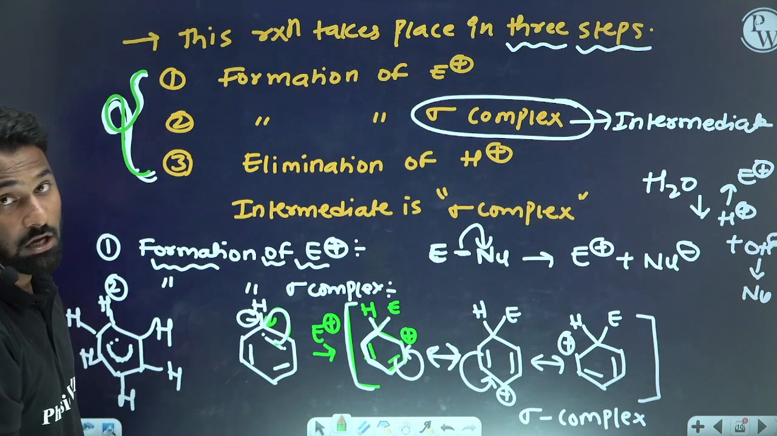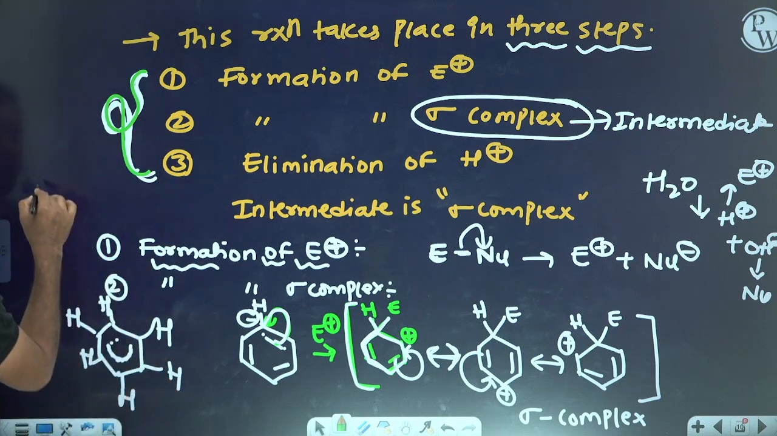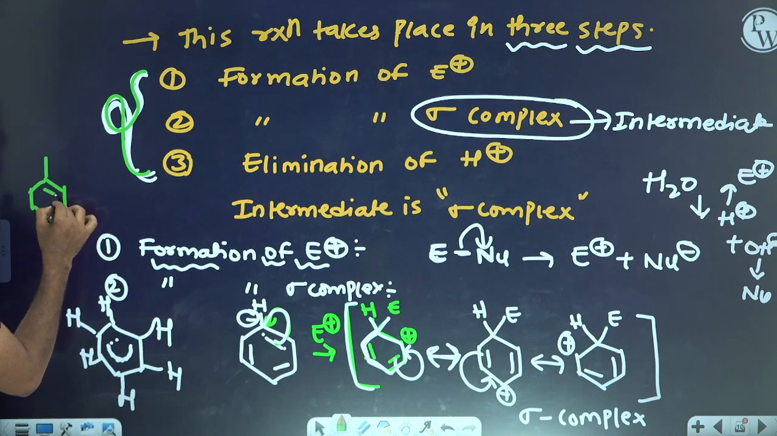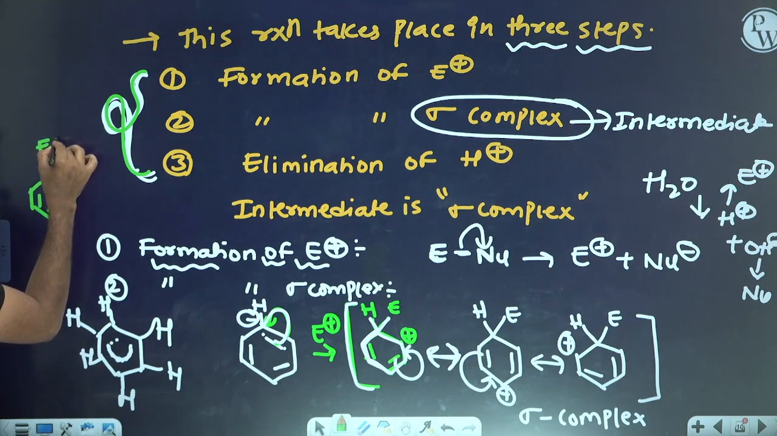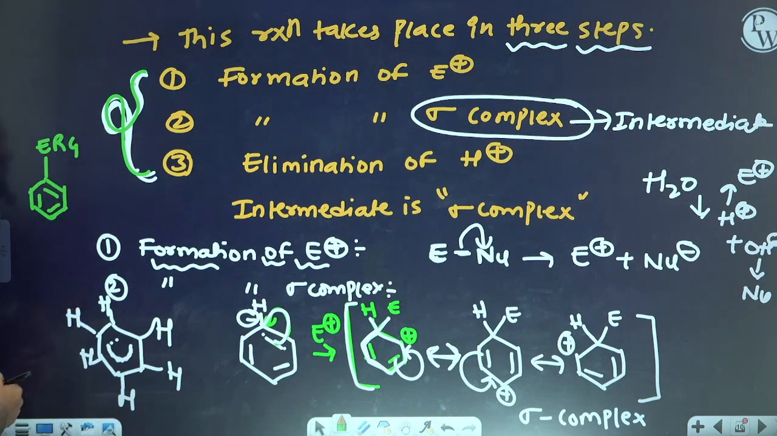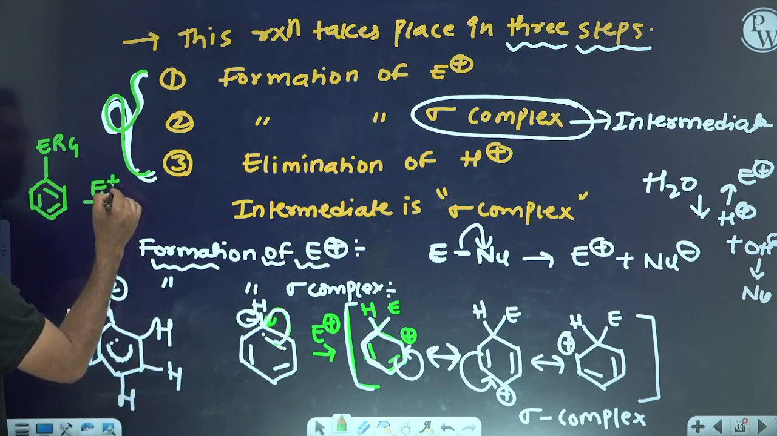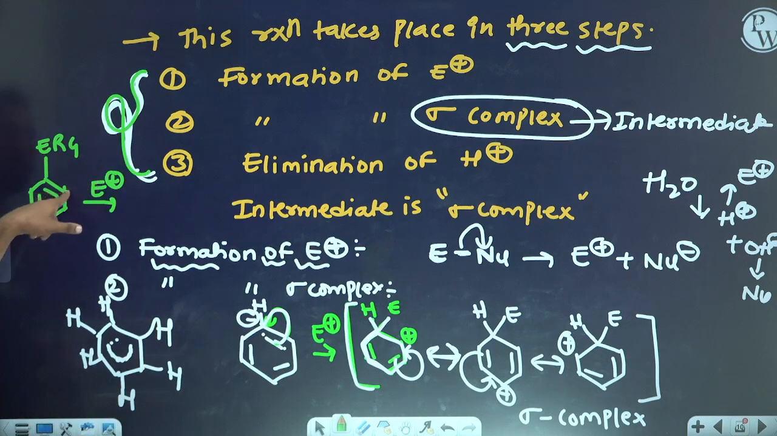Now, based on the group attached to the benzene. If there is an electron releasing group on the benzene, then the formation of the electrophile will decide where to attack. This group on the benzene will decide where the electrophile attacks.